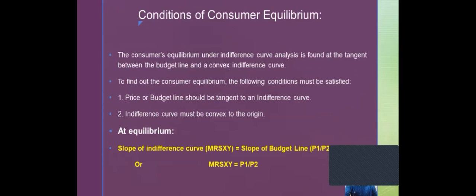Now the consumer's equilibrium under indifference curve analysis is found at the tangent between the budget line and a convex indifference curve. That means the indifference curve, which is convex to the origin, and the budget line, which is a straight line sloping down from left to right, should be tangent to each other. They should touch each other. To find the consumer's equilibrium, the following conditions must be satisfied.